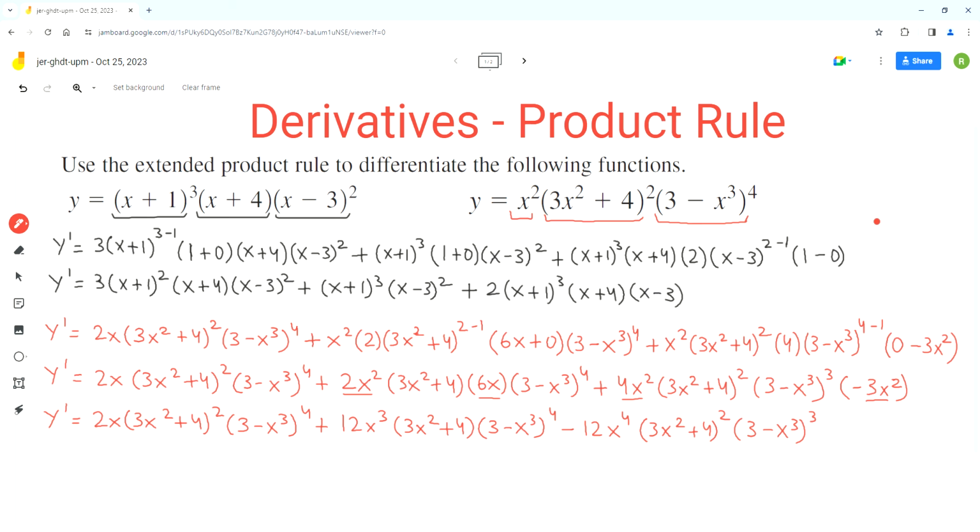So I hope you'll find this video useful. You have to be careful about using the extended product rule, which is used for functions in which three functions are being multiplied by each other.